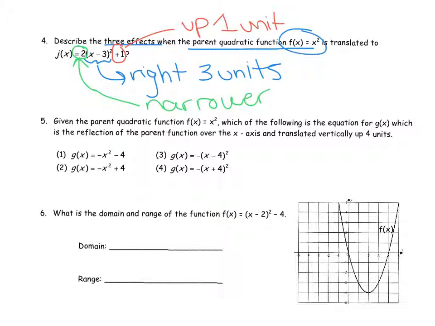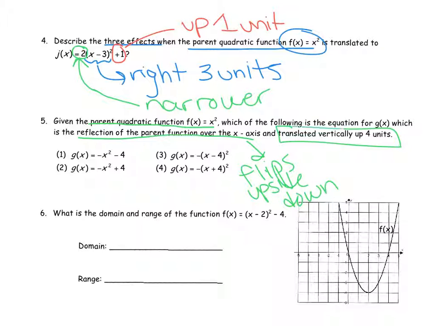So the question reads, the parent function is x squared, and we want to know which of the following is an equation where it's going to be a reflection of the parent function over the x-axis, meaning it flips upside down. So we have flips upside down, and it translates vertically up 4 units. Okay, so in order for it to shift vertically up 4 units, it has to be outside of the parentheses. So the only possible answer, where it's shifting up 4 units and it's outside of the parentheses, is answer choice 2. Didn't even need to know that this negative here means it flips upside down.